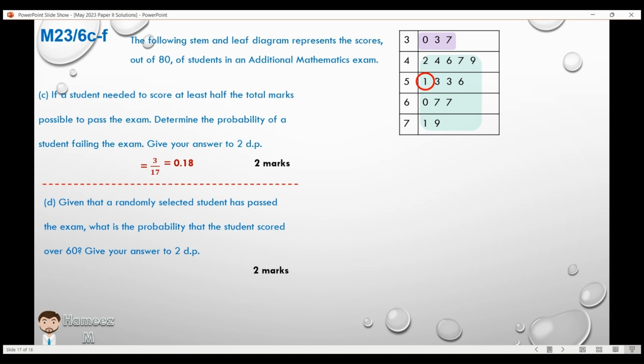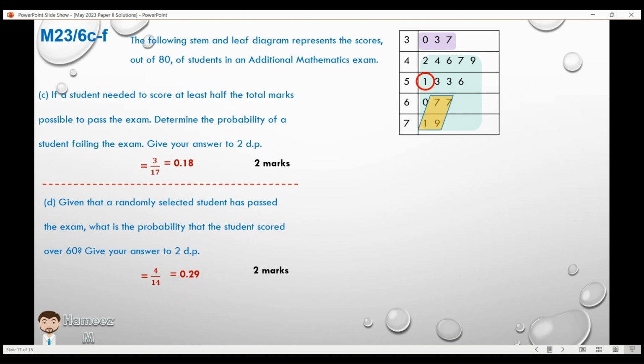So out of these 14 students, how many students got over 60? That will be 67, 67, 71, and 79. 4 students out of the 14, because 14 students passed the exam. So that probability would be 4 over 14, which is equal to 0.29.